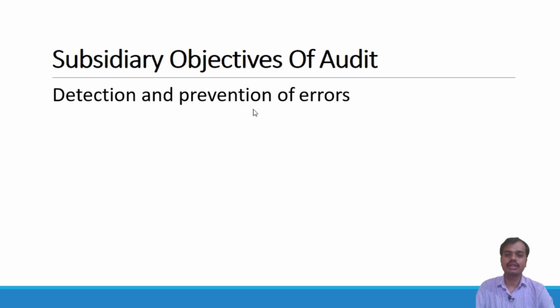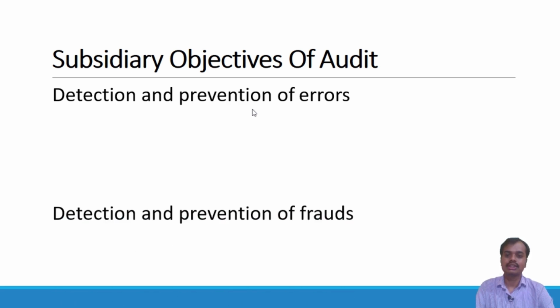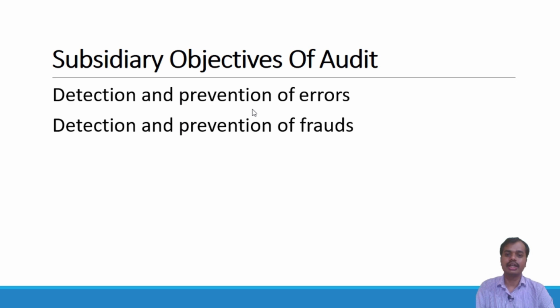Errors may be committed without or with any vested interest, so they are to be checked carefully. Errors are of various types. Some of them are error of principle, error of omission, error of commission, error of duplication, and compensating errors.